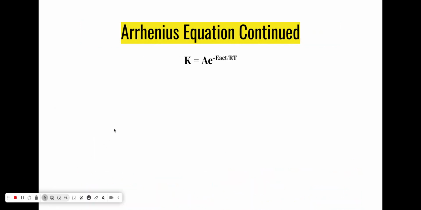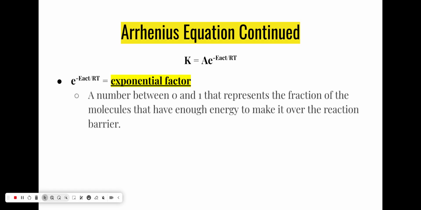So, continuing with the Arrhenius equation, we already know what the rate constant is equal to. The exponential factor is the number e to the negative E-act divided by RT. And this represents a number between 0 and 1 that is a fraction of the molecules that have made it over the reaction barrier.